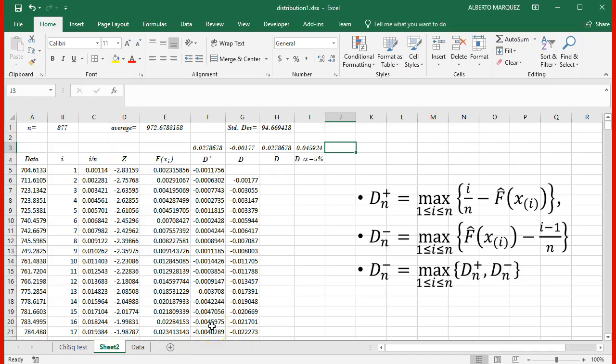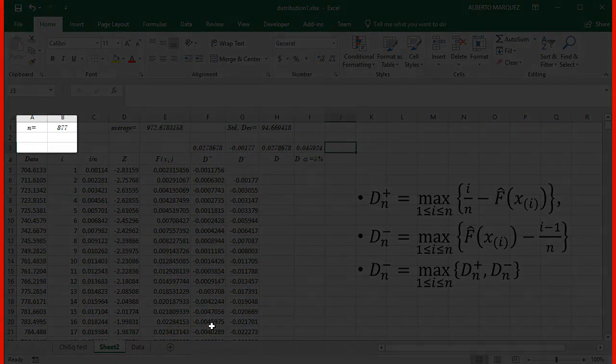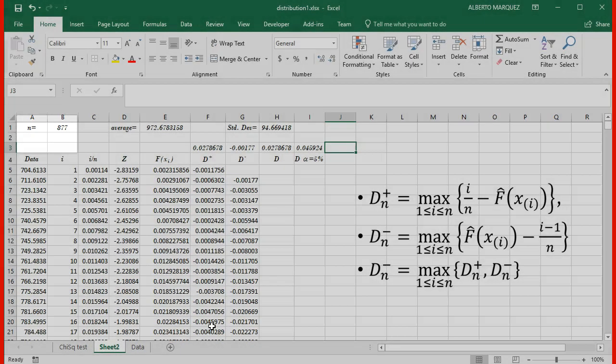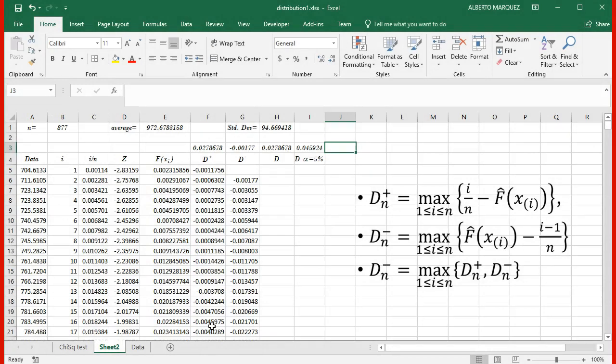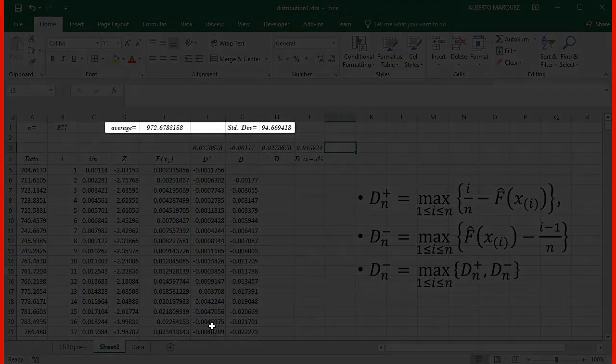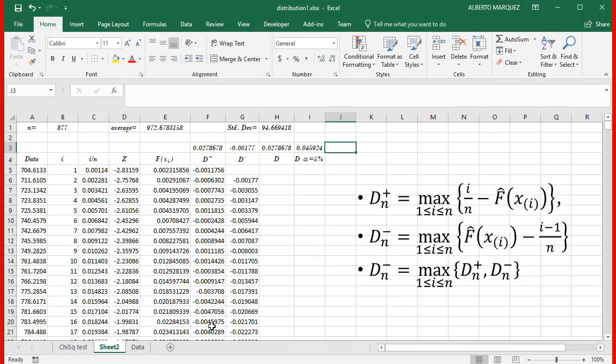Let's consider an example in which we have a data set of 877 data points, and we want to test if this data follows a normal distribution. To begin with, we estimate the parameters for a normal distribution, and the parameters that are sufficient to determine the normal distribution are just the average and the standard deviation. For this data set, we have 972.67 as the average, and standard deviation 94.67.